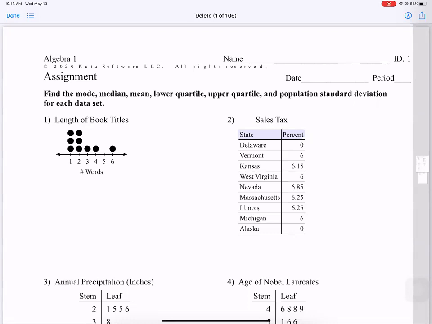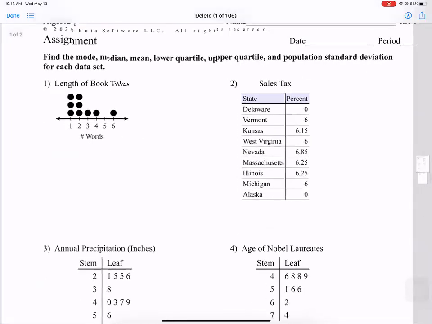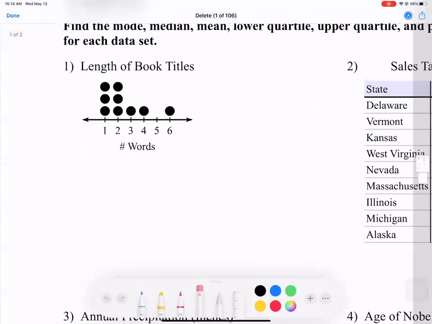Okay. So our first thing is looking at this type of data set. In this data set here, we just see a bunch of dots. But this is almost like a tally mark. How many ones do we have? How many twos do we have? How many threes, fours, five, six? So if I just write this on a list, it's a little easier to look at. So in the list we'll write how many ones we have. We have 3 ones. We have 3 twos. We have 1 three. We have 1 four. And we have 1 six.